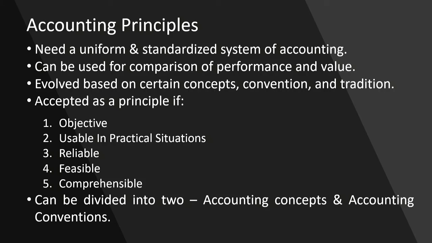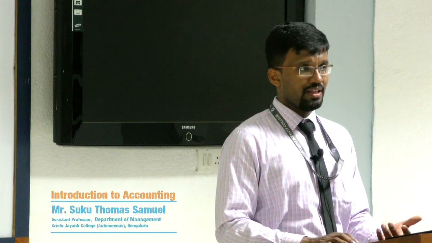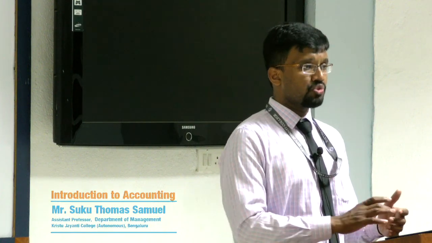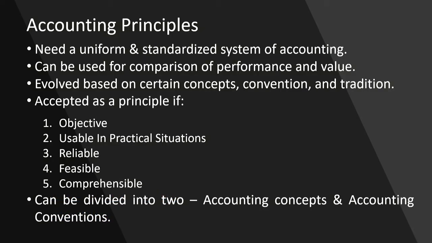If a principle has to be accepted as an accounting principle, there are 5 important criteria it has to fulfill. It must have a definite objective; there must be a purpose for having that accounting principle. Second criteria is that it should be usable in all practical situations. There are various types of business. We have sole proprietorship, partnership, company, cooperative society. So irrespective of the format of the business, the accounting principles should be applicable. Third criteria, it should be reliable. It has to be applicable throughout the year and it can be applied in any given situation.